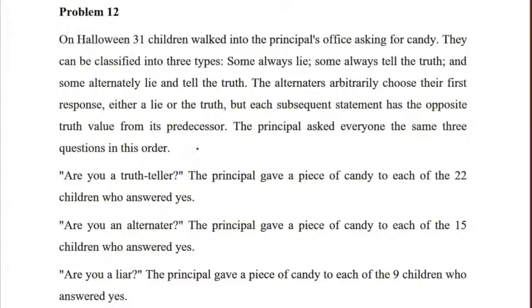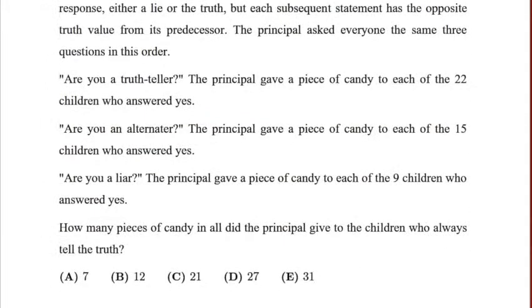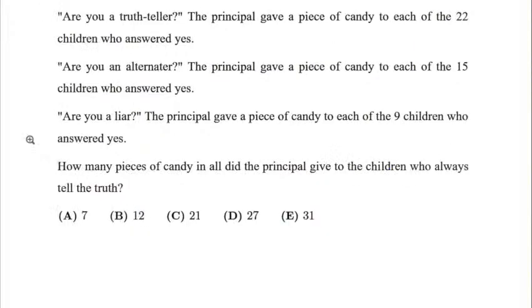And the principal asks everyone the same three questions in this order. First one, are you a truth teller? The principal gave a piece of candy to each of the 22 children who answered yes. Are you an alternator? The principal gave a piece of candy to each of the 15 children who answered yes. The last one, are you a liar? The principal gave a piece of candy to each of the 9 children who answered yes. Now, how many pieces of candy in all did the principal give to the children who always tell the truth?